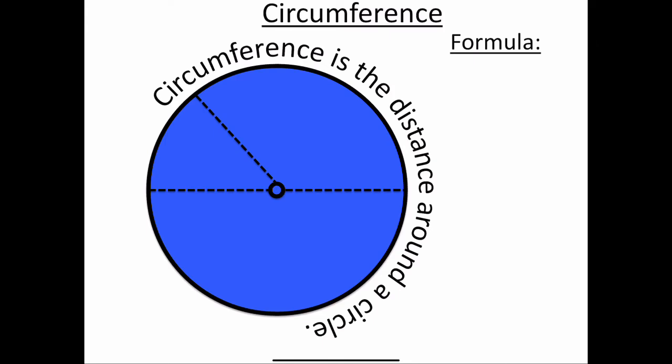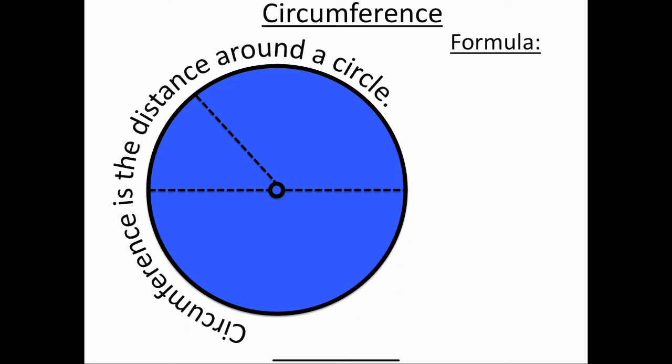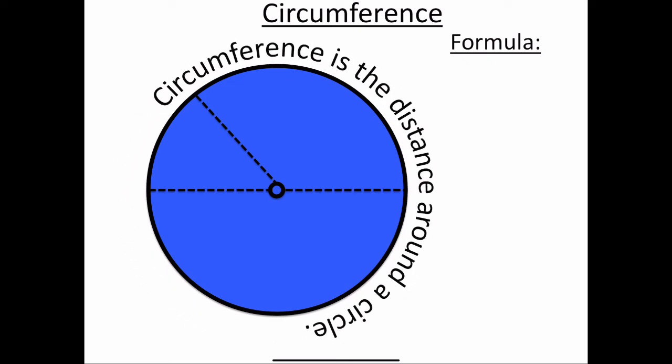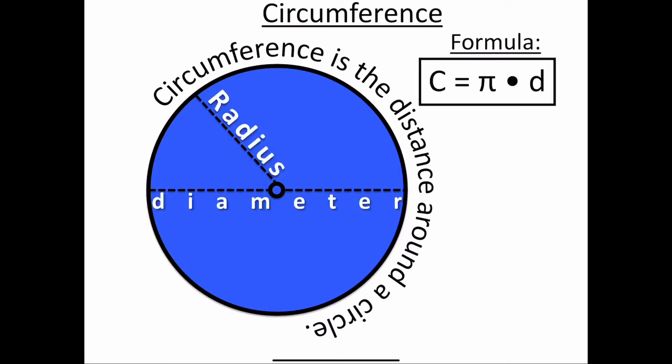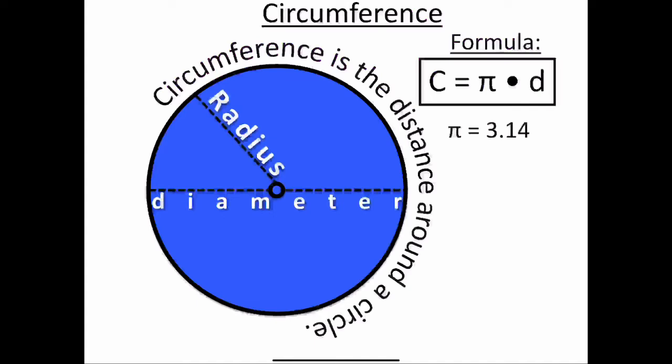Now let's get into circumference. Circumference is the distance around a circle one time. That's what it means. And the formula for it is this: circumference equals pi times diameter. For a lot of our examples here, we're going to use 3.14 for pi. So circumference equals pi times diameter. Alternatively, there's another formula for circumference. You might have heard this one before: it's 2 pi r, which represents 2 times pi times the radius.